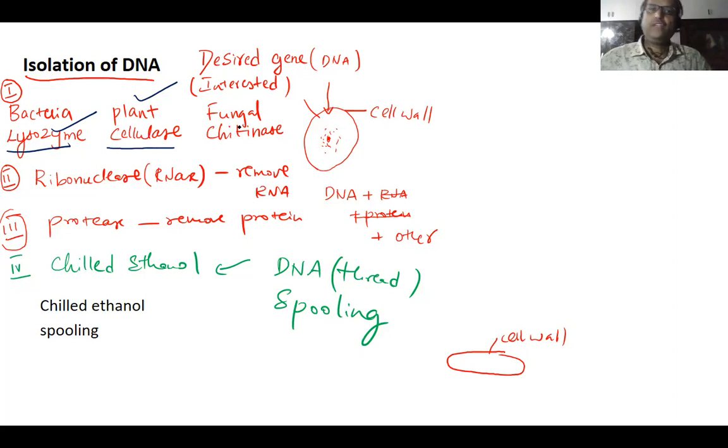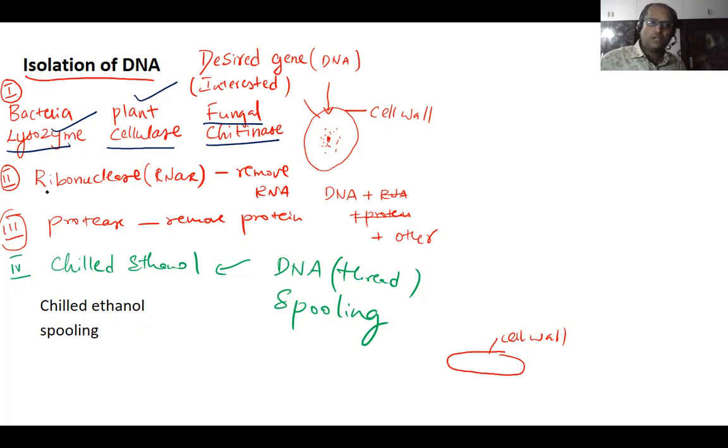Clear? Now, if it is a fungus and I want to take out the gene from the fungus, then the cell wall of the fungus is made up of chitin. I should use an enzyme called chitinase then, isn't it? So like that, I have to choose the enzyme based on the source from which I want to extract. Suppose I go to the animal cell, there is no cell wall at all. There is no issue of breaking the cell wall. Clear? Now, let's concentrate on the next step.